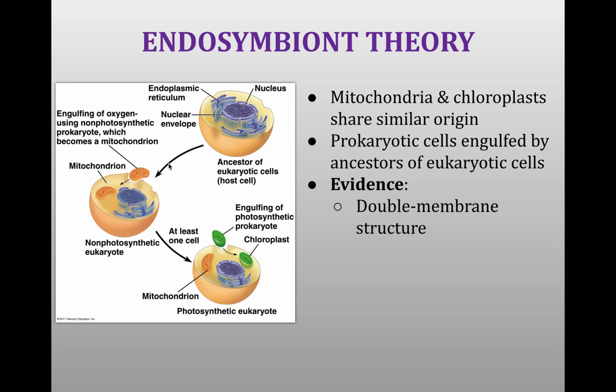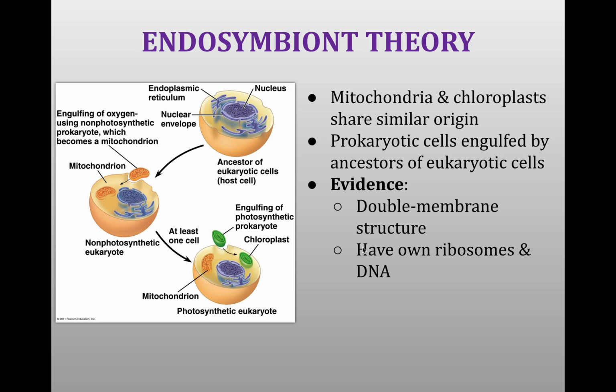So if you think about a prokaryote, a bacteria, that it has a single layer of the cell membrane. And if you were to be engulfed, you would have 2 membranes. The inner membrane would be the original cell membrane, and the outer membrane would be the host cell membrane. And so that's what you can see here, what would happen, how these organelles would end up getting 2 membranes.